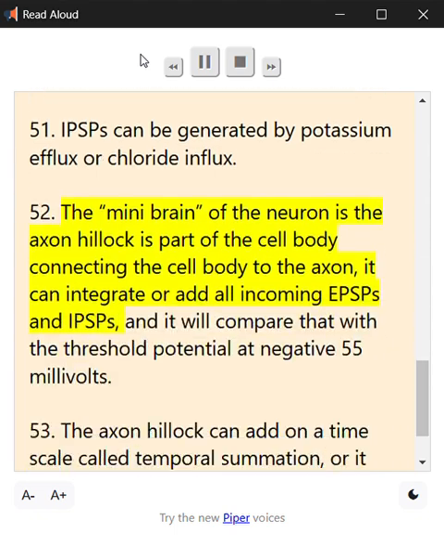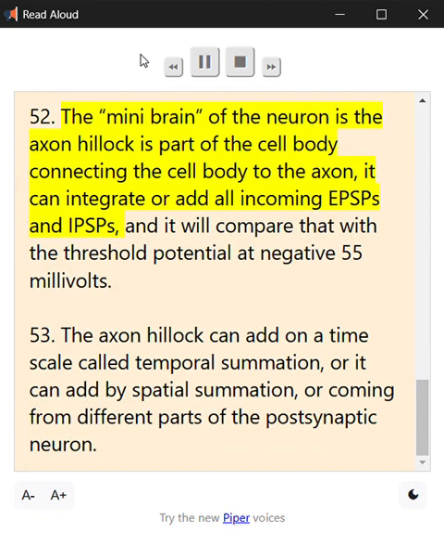52. The mini brain of the neuron, the axon hillock, is part of the cell body connecting the cell body to the axon. It can integrate or add all incoming EPSPs and IPSPs. And it will compare that with the threshold potential at negative 55 mV. 53. The axon hillock can add on a timescale called temporal summation, or it can add by spatial summation, coming from different parts of the postsynaptic neuron.